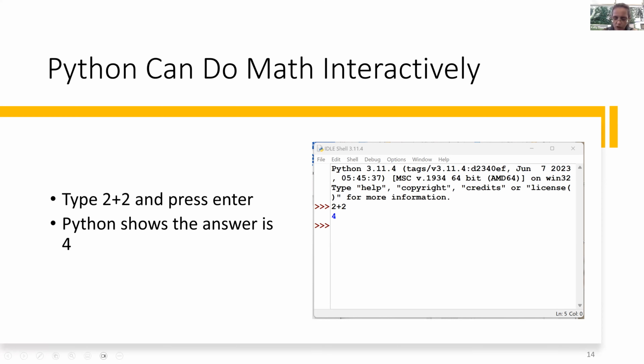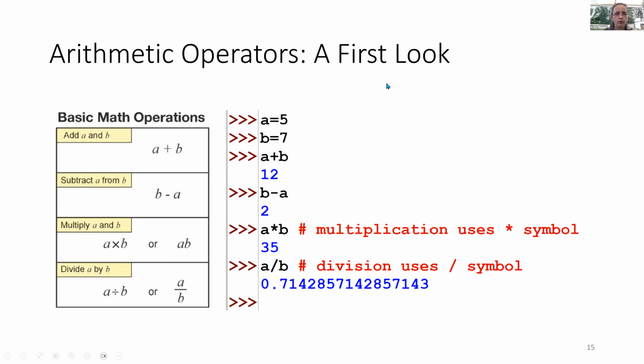But of course, Python is much more than just a souped up pocket calculator. So let's just take a quick review of the arithmetic operators. We'll talk about these more in the upcoming lectures, but of course Python can do many of the basic things that you're familiar with doing on your calculator, adding a plus b. So here I'm going to simply define variables a and b to be 5 and 7.